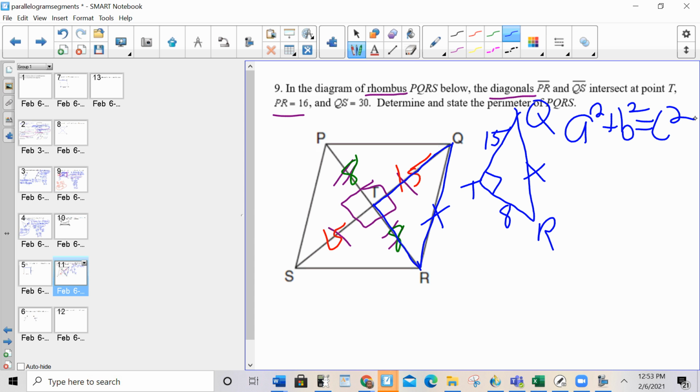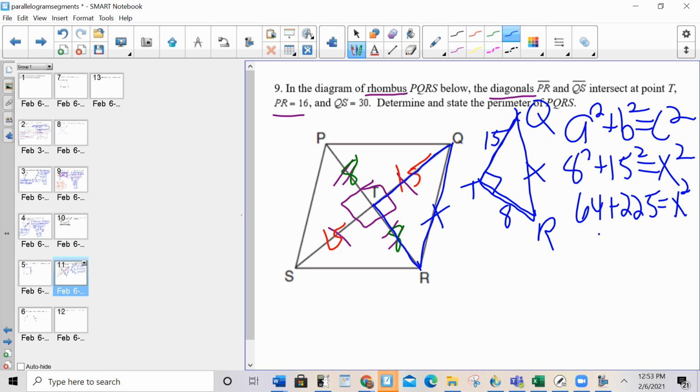All right, let's see if you remember how to do Pythagorean theorem. A and B are the legs, 8 and 15. 8 squared plus 15 squared equals c squared, which is x squared. Use the calculator if you need to. I'm just kind of doing the arithmetic here. X is 17.